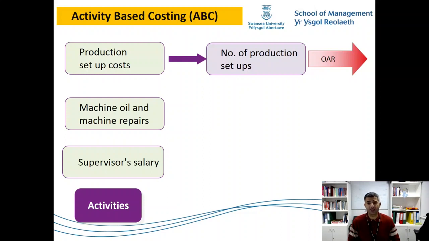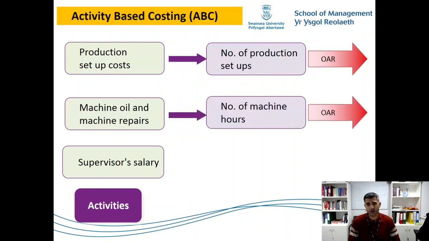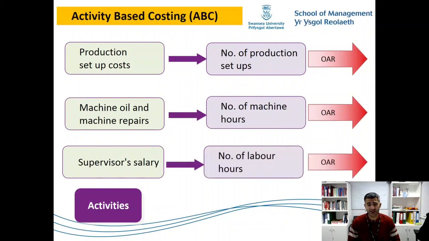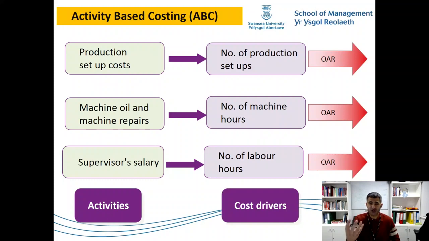So cost driver means what caused the cost of overheads. The driver of production setup cost is the number of production setups. For machine oil cost, the number of machine hours. And the supervisor salary, the driver is what? It is the number of labor hours. Can you see now? Now you start feeling that ABC just tries to break down the cost and make it more accurate. It tries to link to what caused this cost. What caused this cost?